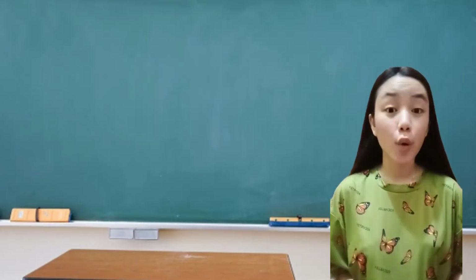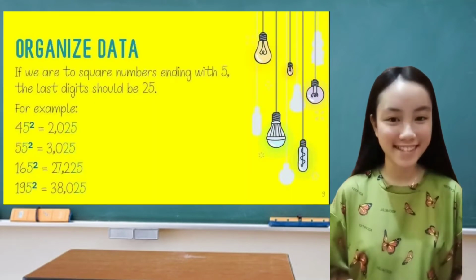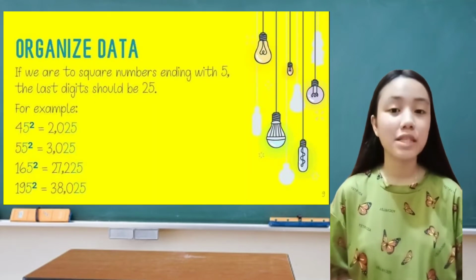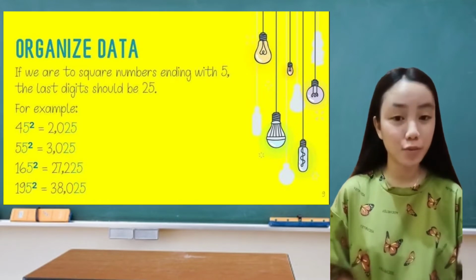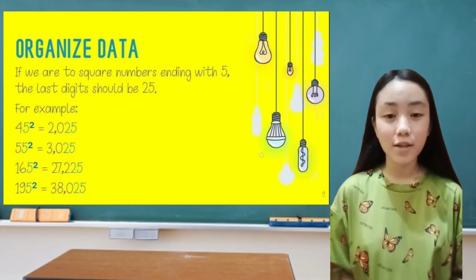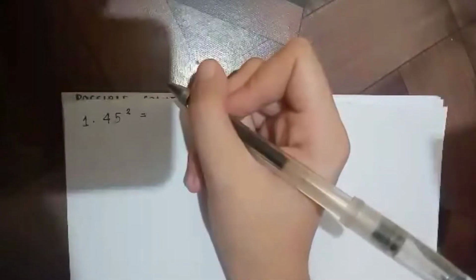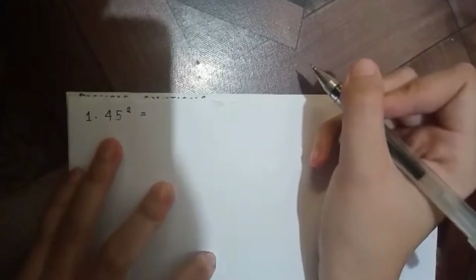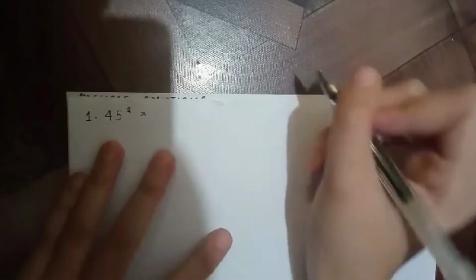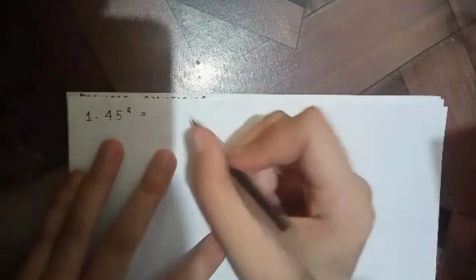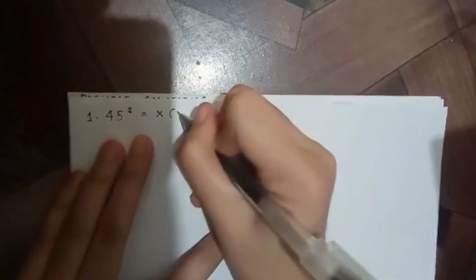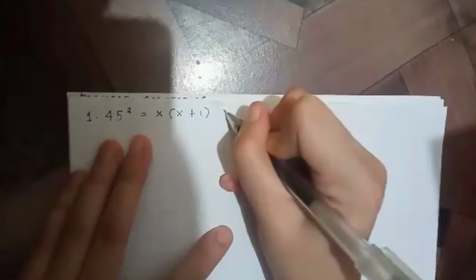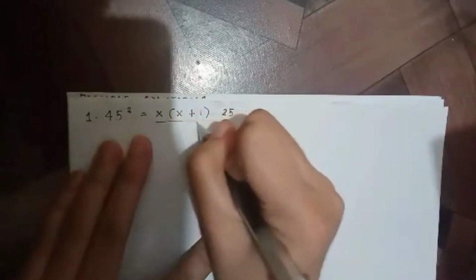The next thing we're going to do is we're going to organize the data. If we are to square numbers ending with 5, the last digits should be 25. We have already discussed it to you, but let me show it again. The first example that we have is 45 square. We all know that the last digit should be 25. So how are we going to look for the other digits aside from 25? So we have given you a formula, x times x plus 1, to look for the other digits aside from 25.